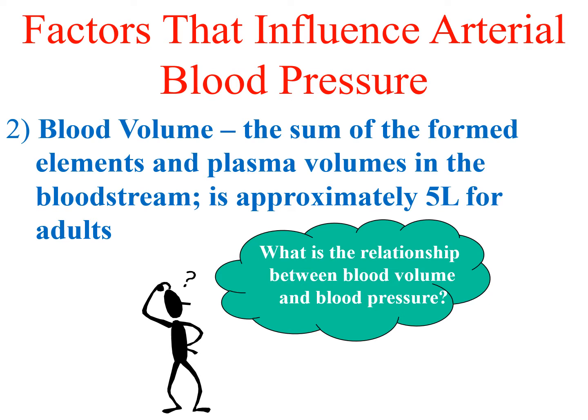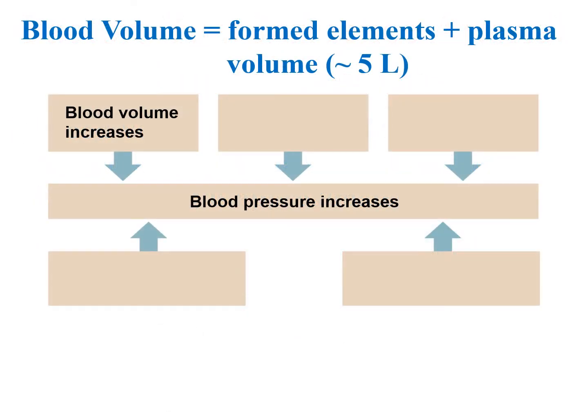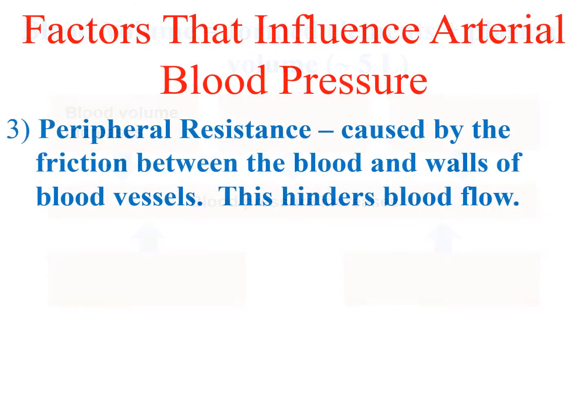Subsequently, if you were to increase blood volume, put more water, if you will, into the plasma, it's going to increase the blood volume. That's going to cause an increase in blood pressure. So if we were to increase blood volume, that would cause a rise in blood pressure. If we were to decrease blood volume, that would cause a drop in blood pressure. So there's our second set of factors that influence blood pressure.